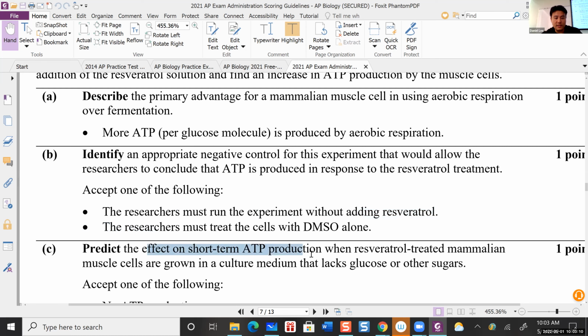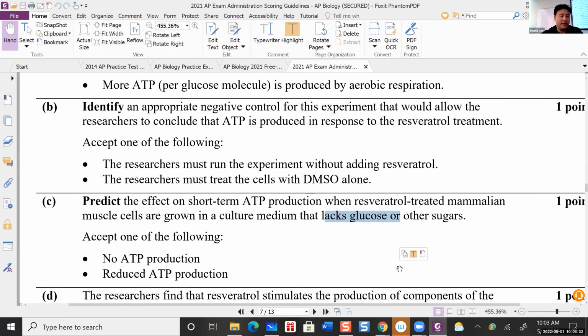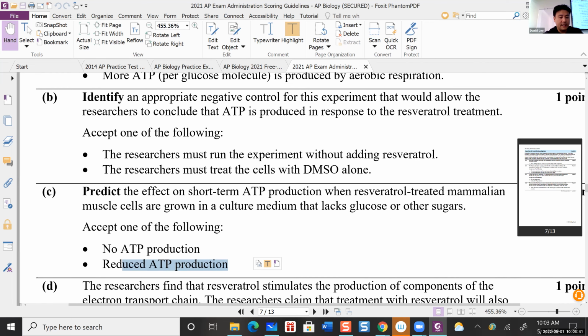What is the effect on short-term ATP production when the compound-treated mammal muscle cells are grown in a medium that lacks glucose? Of course, if you don't have glucose, then you're not going to get production. The cell might have some glucose stored naturally, but either way, there will be no ATP production or a reduced ATP production because you don't have a constant supply of glucose. So that's easy, right? Super easy. Next one.